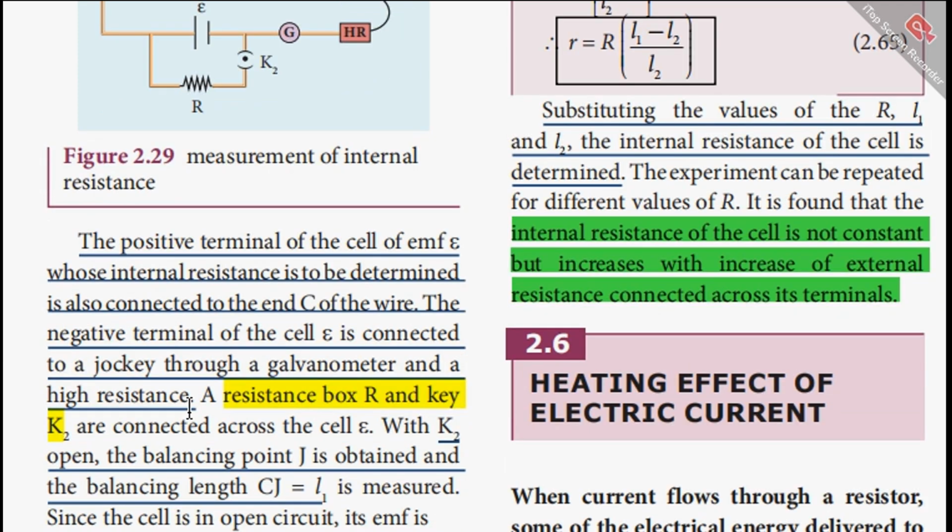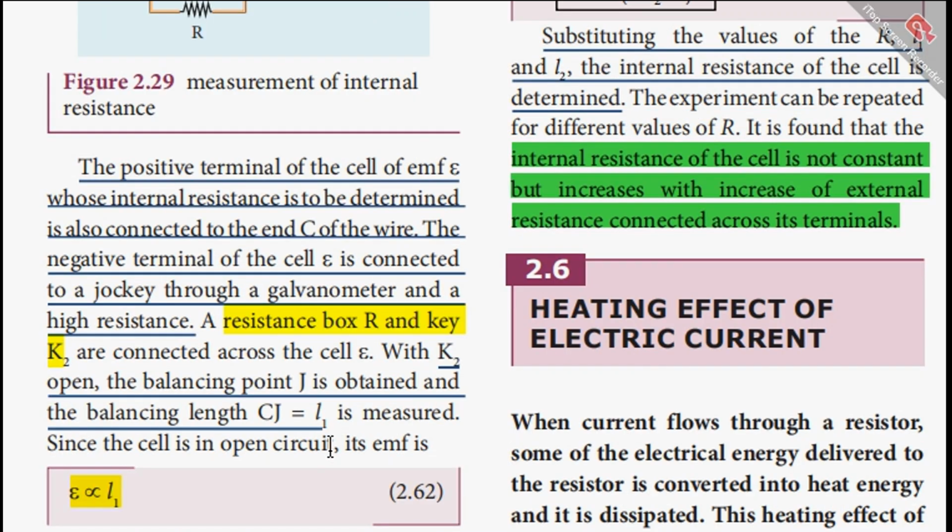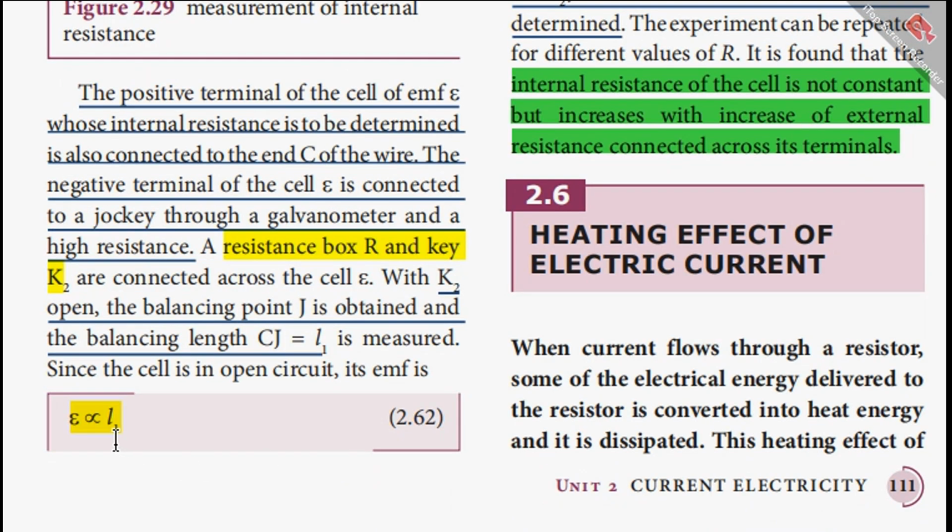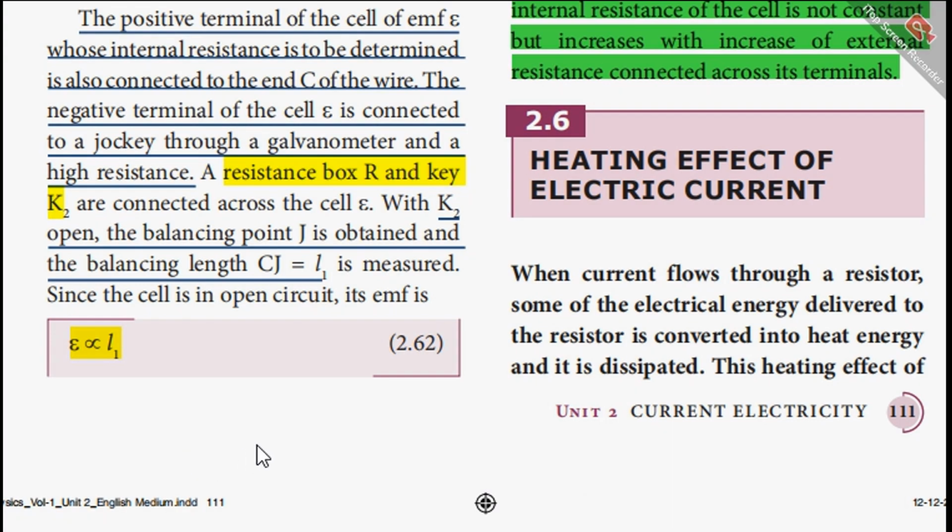A resistance box R and key K2 are connected across the cell E. With K2 open, the balancing point J is obtained and the balancing length CJ equal to L1 is measured. Since the cell is in open circuit, the EMF E is directly proportional to L1.